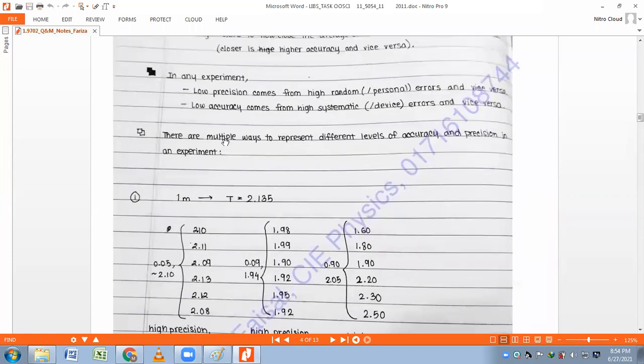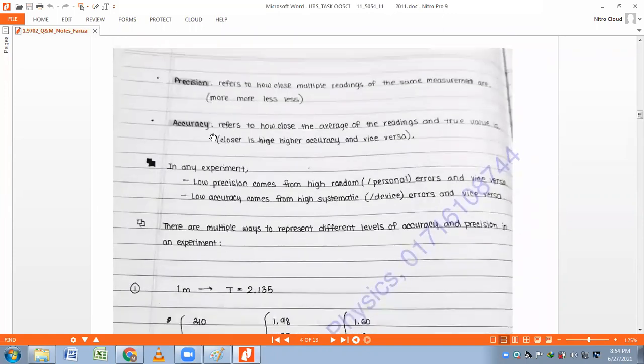Have a look at the definition. I mean, pretty far away from the true value is defined by which property? Have a look. Precision refers to how close multiple readings are. Accuracy refers to how close the average of the readings is.